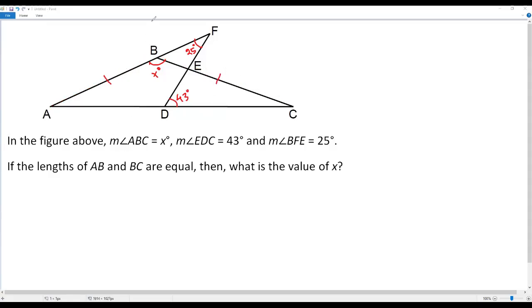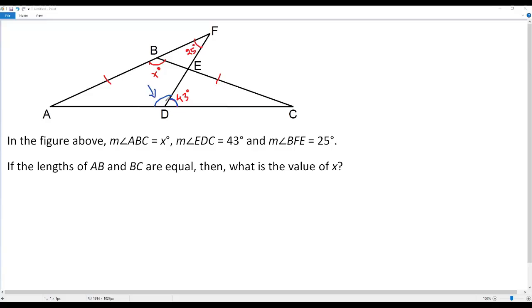Now let me consider the angle measure at the point D. Here we have a straight angle. We know that a straight angle measures 180 degrees. In this straight angle, this is one part and this is the second part. One part of the straight angle measures 43 degrees.